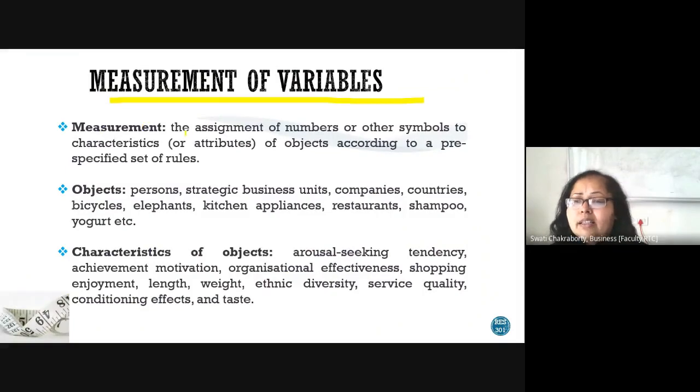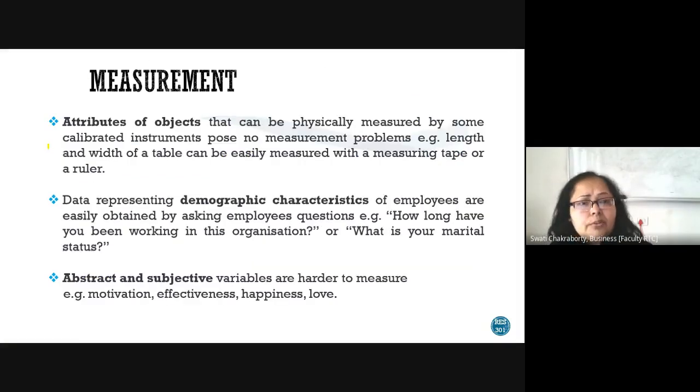When we say measurement, it's the assignment of numbers or other symbols to characteristics or attributes of objects according to a pre-specified set of rules. Objects here means who? It could be persons, strategic business units, companies, countries, bicycles, elephants, and so on and so forth. Characteristics of objects are arousal seeking tendency, achievement, motivation, effectiveness, enjoyment, and so on and so forth.